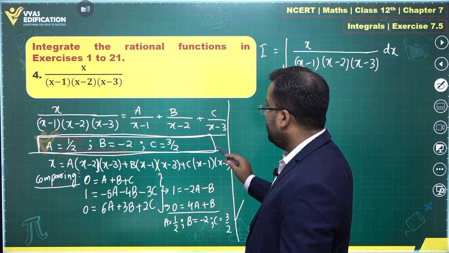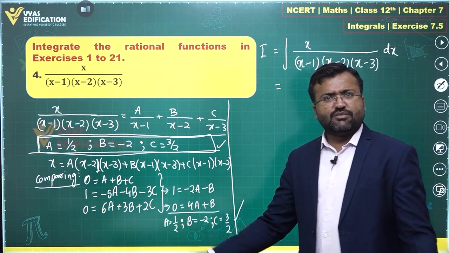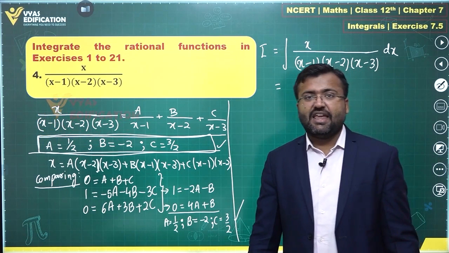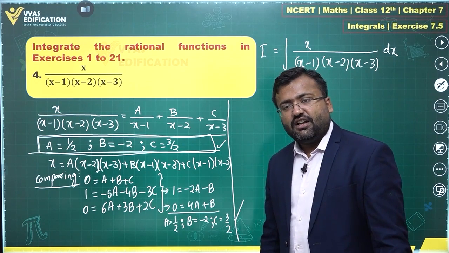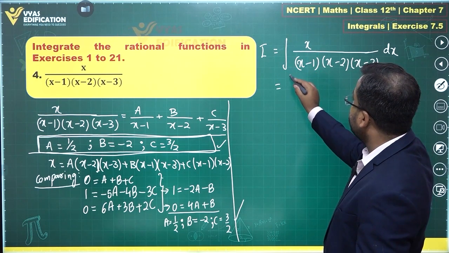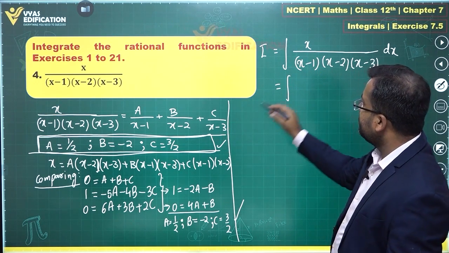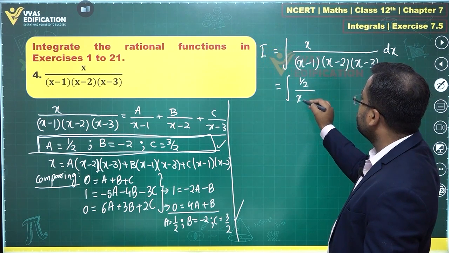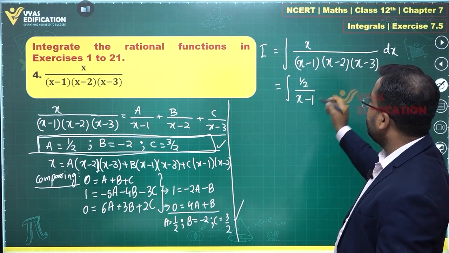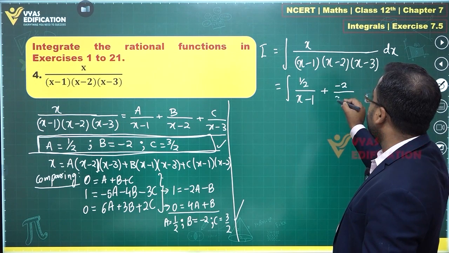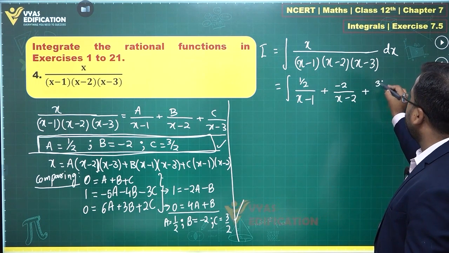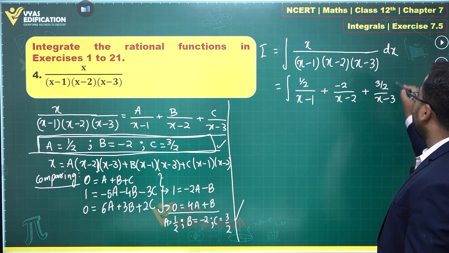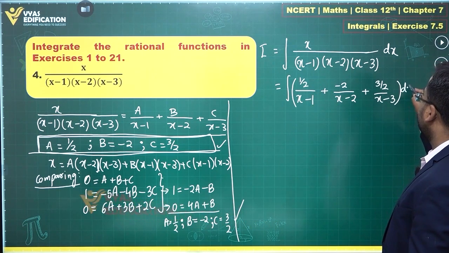And these are the same. Yes, they were supposed to be the same. They are exactly the same. That's how you obtain the partial fractions, right? So this expression can be written as the integral of a upon x minus 1, which is 1 by 2 over x minus 1, b over x minus 2, which is minus 2 over x minus 2, c over x minus 3, which is 3 by 2 over x minus 3, dx.